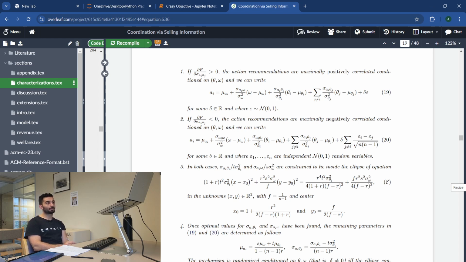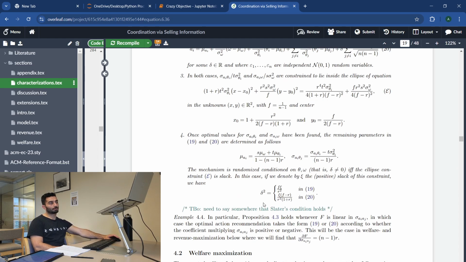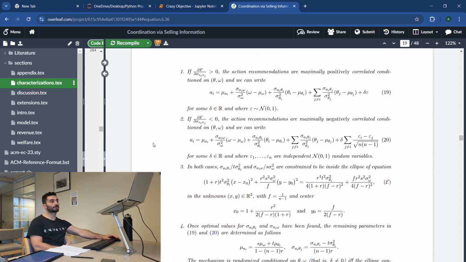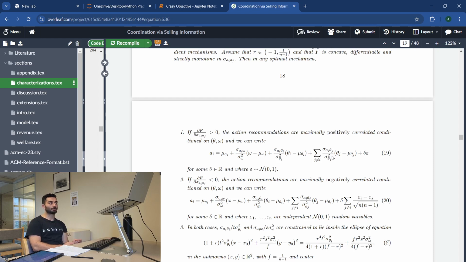Where is this epsilon term coming from? Where is this delta coming from? Delta is the slack of the inequality. Epsilon is the slack. Yeah, sigma_i theta_i. Let's see what happens here once we have sigma_i theta_i. Sigma_i theta_i is theta_i times this. We'll have this. These are independent.